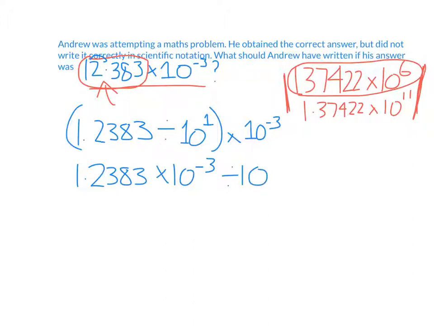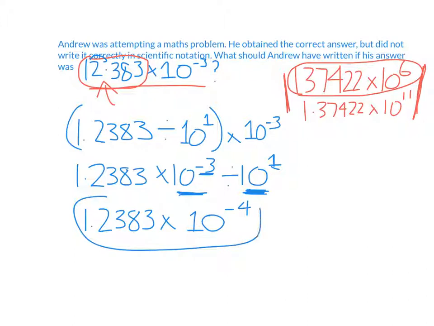And we know a bit about index laws, which you did last year. If we have two bases that are the same, 10, and we're dividing, we subtract the powers. So what we do is we leave our 1.2383, 10 to the power of negative 3, divide 10, you keep the same base, and you subtract the powers. Minus 3 minus 1 gives you minus 4. This is the exact same number as this, but it's written properly in scientific notation because it's a number between 1 and 10 now, and it's still times 10 to the power of something.